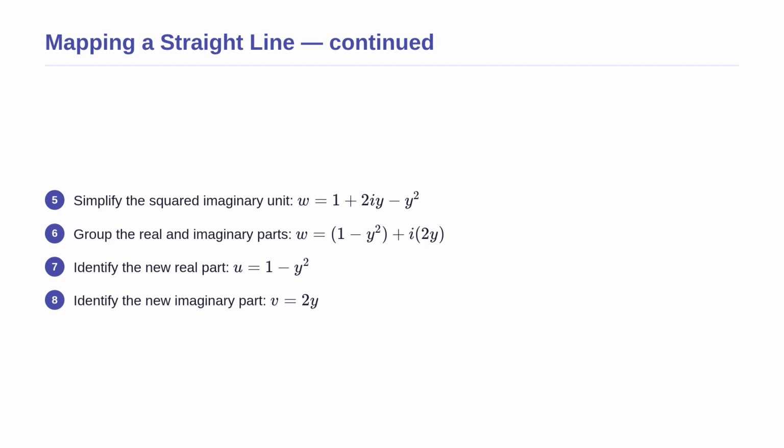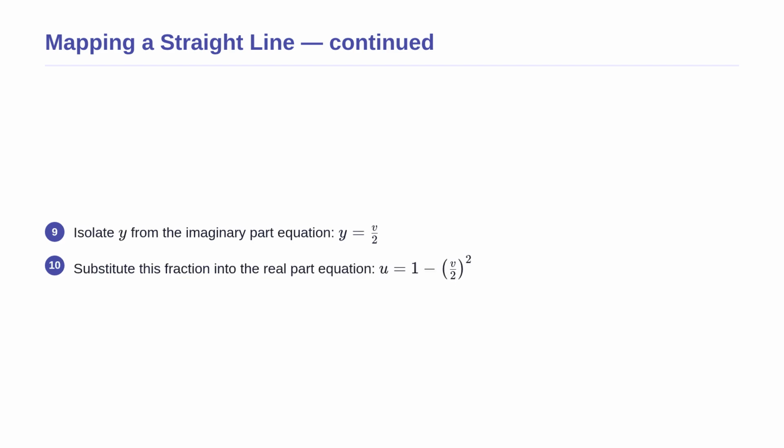The portion without the imaginary unit is our new horizontal coordinate, u. The portion attached to the imaginary unit is our new vertical coordinate, v. We now have two separate equations defining our new shape. To understand the final geometric shape, we need a single equation connecting u and v, eliminating the original vertical variable y entirely. We start with the equation for our new imaginary part, v equals 2y.